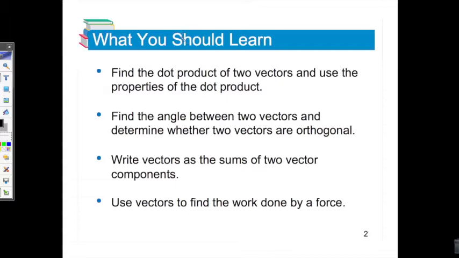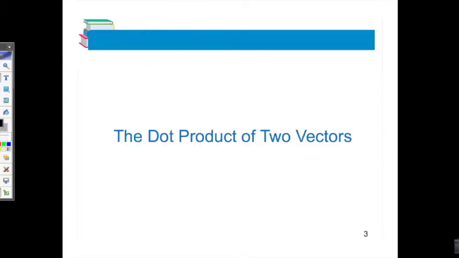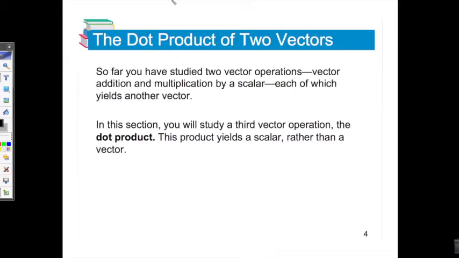Dot products are extremely important to finding the angle between two vectors and determining whether two vectors are orthogonal or not. And that'll be another vocab word we're going to look at today.